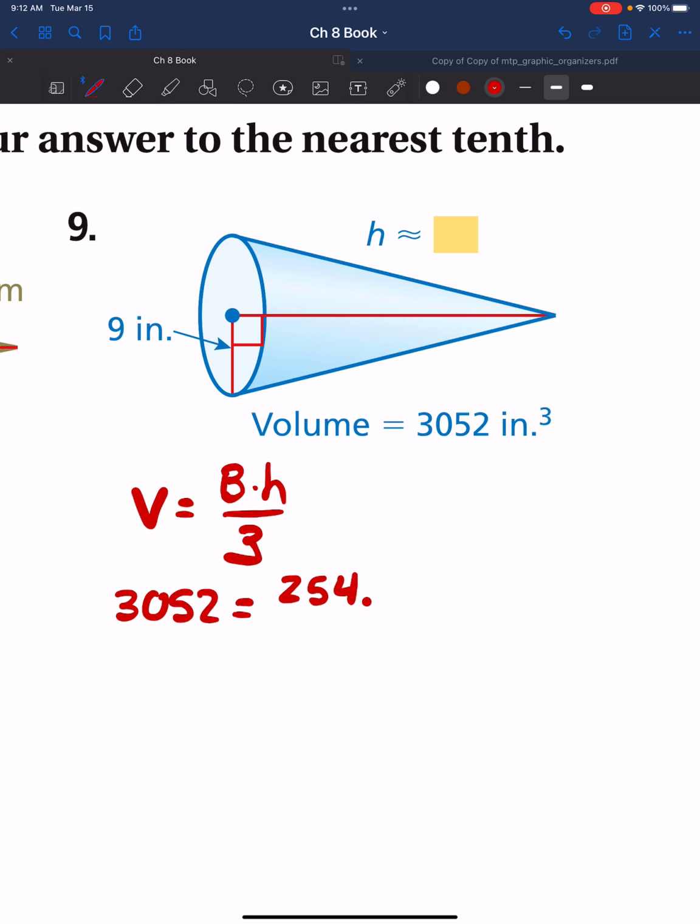254 point, I'm going to round that up to 5. Do I know H? No. So I'm just going to leave it as H and divide it all by 3.